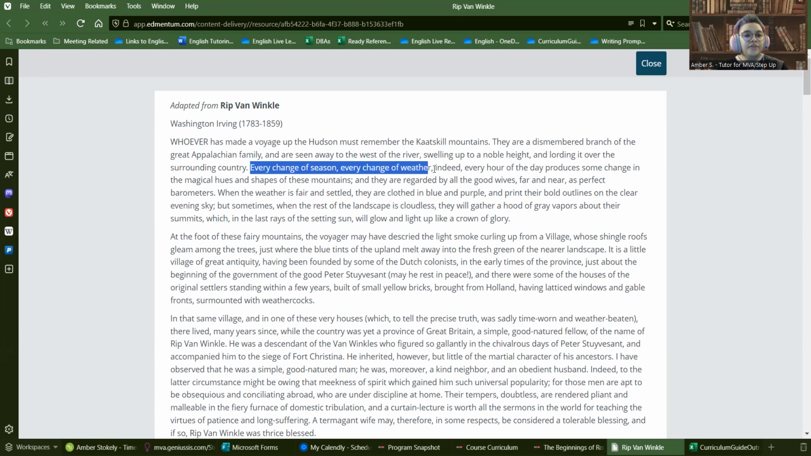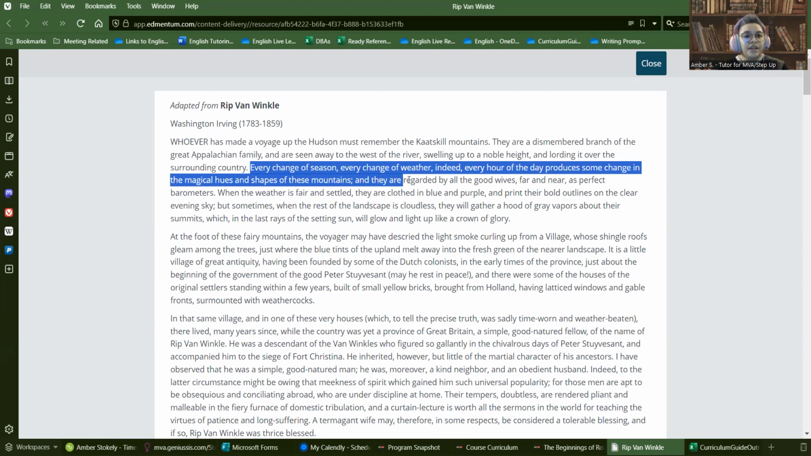Every change of season, every change of weather, indeed, every hour of the day produces some change in the magical hues and shapes of these mountains. And they are regarded by all the good wives far and near as perfect barometers. So basically, because of where the mountains are, every time there's a change in weather and what the sky looks like, what time it is, the mountains are different. There's always something new to see with these mountains, which sounds very lovely and breathtaking. And it says that they are regarded by all the good wives far and near as perfect barometers.